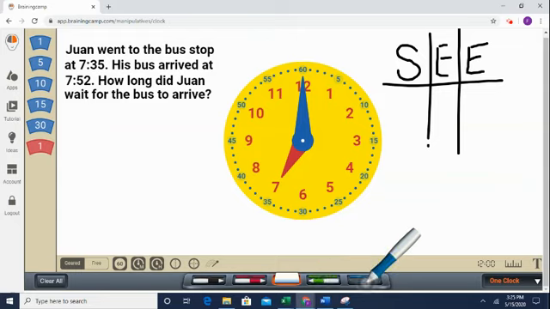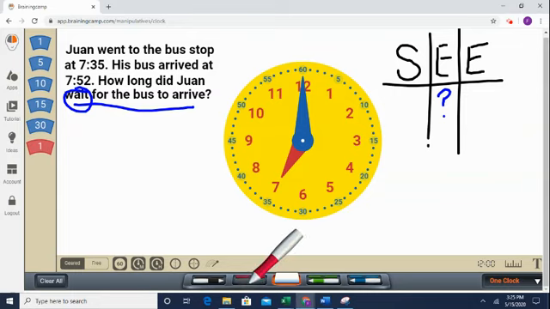So we're trying to figure out how long he had to wait. So that is the time in between. So we know we're going to be looking for the elapsed time. Now we just have to figure out the start time and the end time. So he went to the bus stop at 7:35. So that's what time he began waiting, because he got to the bus stop at 7:35 and began waiting for the bus.